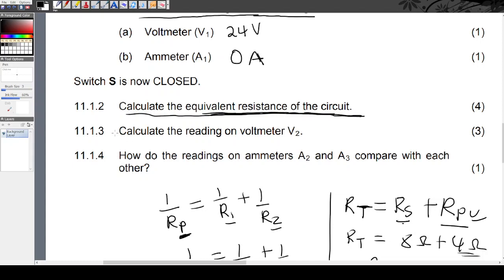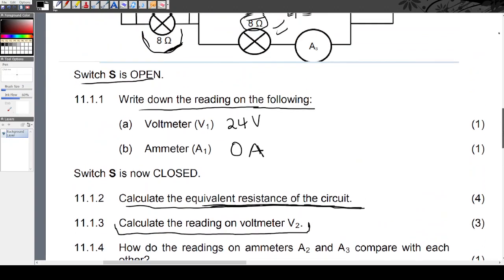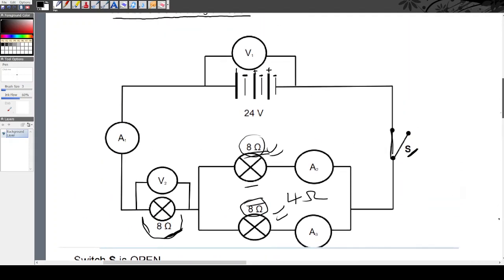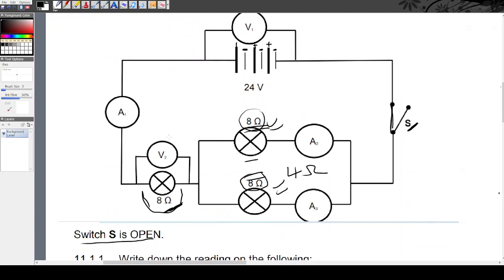We are required to calculate the reading on the voltmeter V2. Let's go and see what voltmeter V2 is. Remember, a voltmeter is a device that is used to measure voltage. So this is the device. This device will measure the voltage that is used by this resistor. It will give us the voltage used, meaning the energy in volts used by this 8 ohm resistor. So we are required to calculate that.